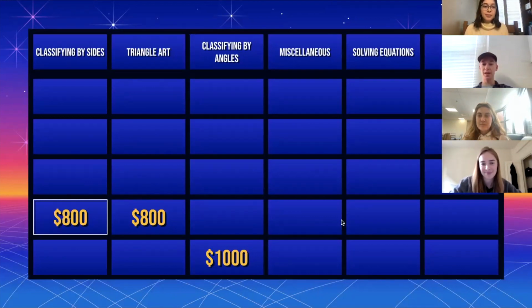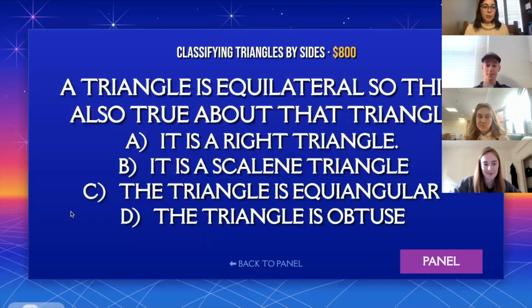Can I have classifying by sides for 800, please? Perfect. A triangle is equilateral, so this is also true about that triangle. A, it is a right triangle. B, it is a scalene triangle. C, the triangle is equiangular. Or D, the triangle is obtuse.